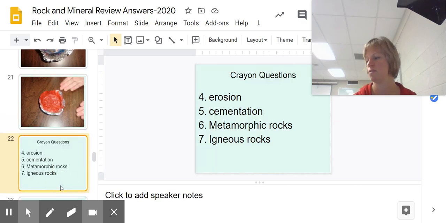Okay, so here are the answers to questions 4 through 7, and then I'll go back and teach on it a little more. So 4 is erosion, 5 is cementation, which is fancy for smushing into layers. If you had that, that's okay. Number 6, I was trying to show metamorphic rocks, and then 7, igneous rock formation.